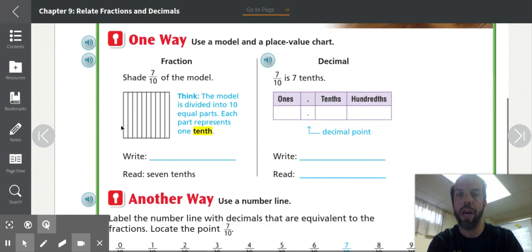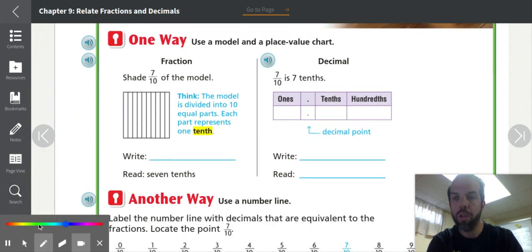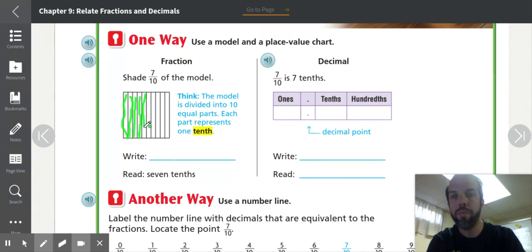So let's do that. I'm going to pick green, and I'm going to shade in 1/10, 2/10, 3/10, 4/10, 5/10, 6/10, and 7/10. So this square, guys, represents one whole book.